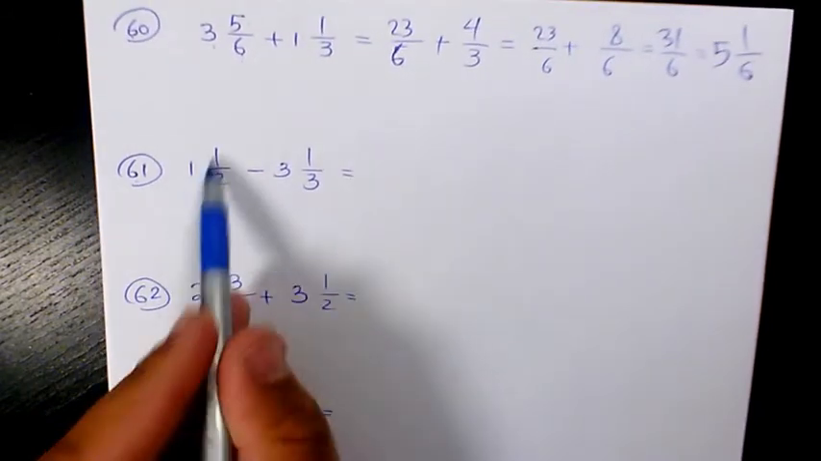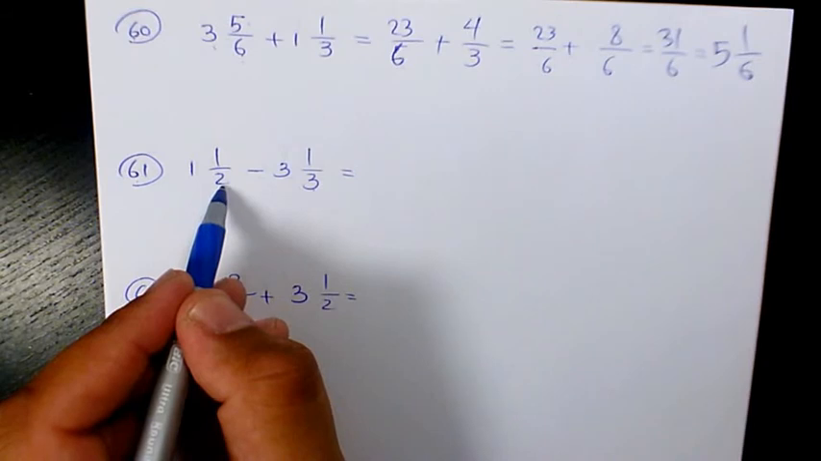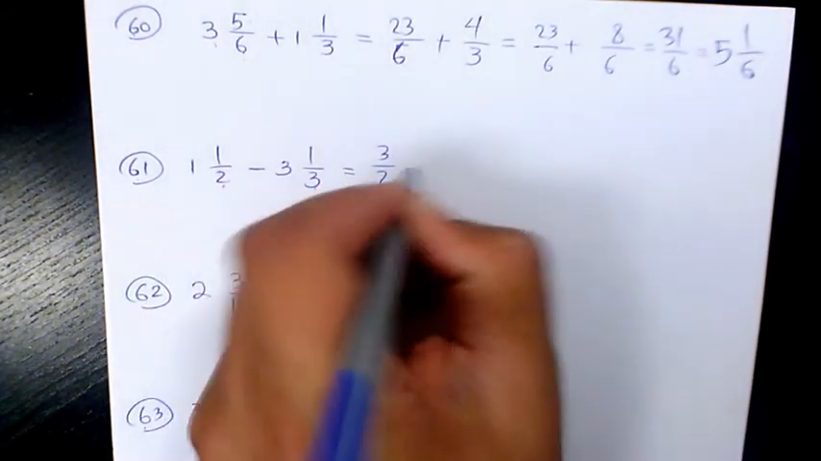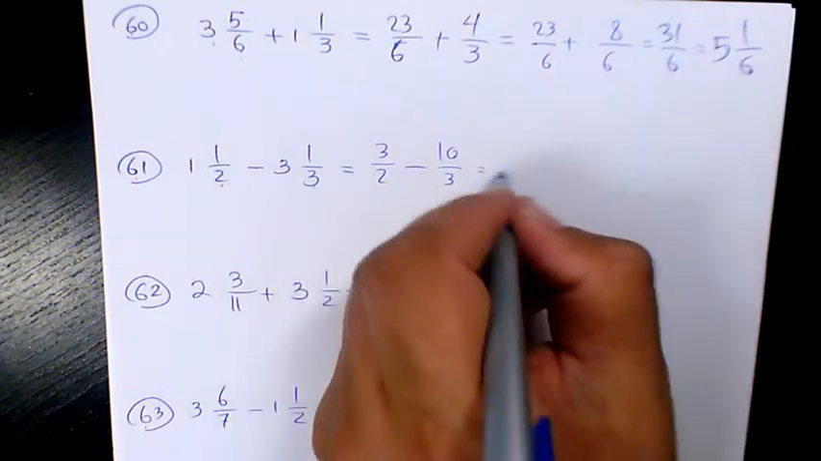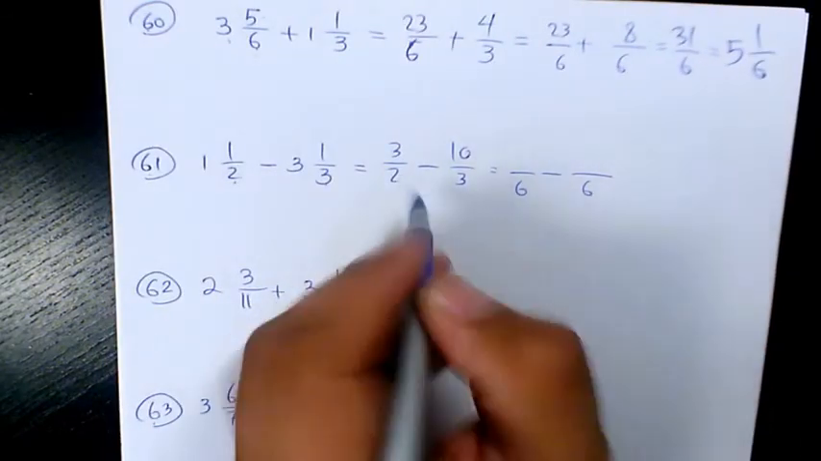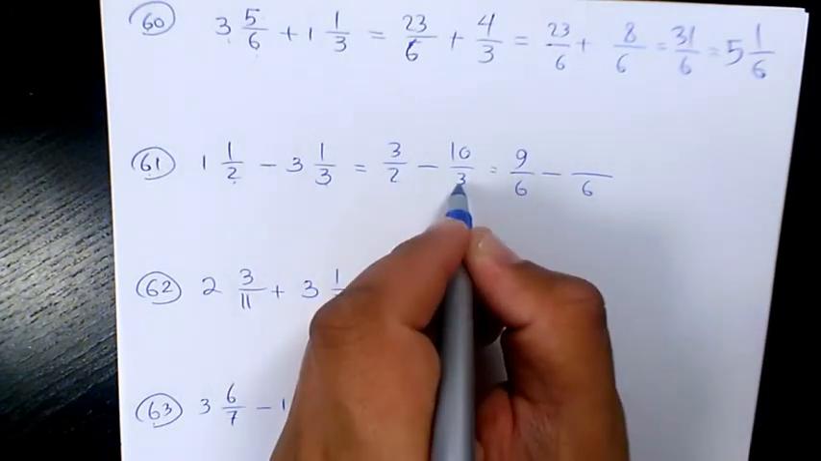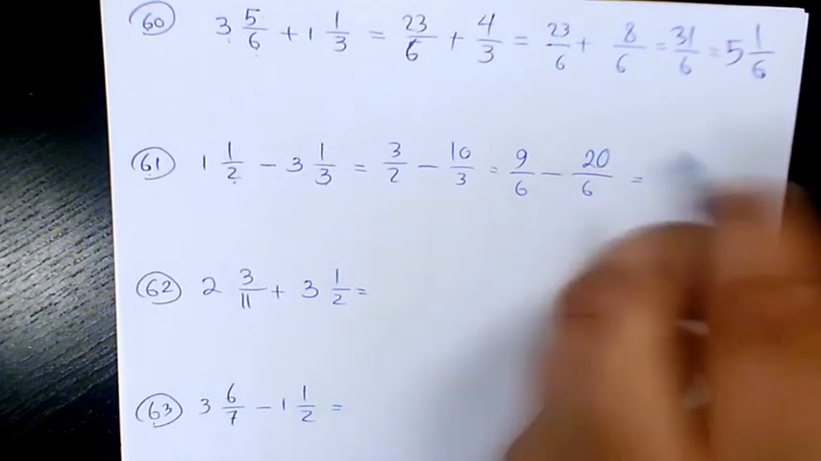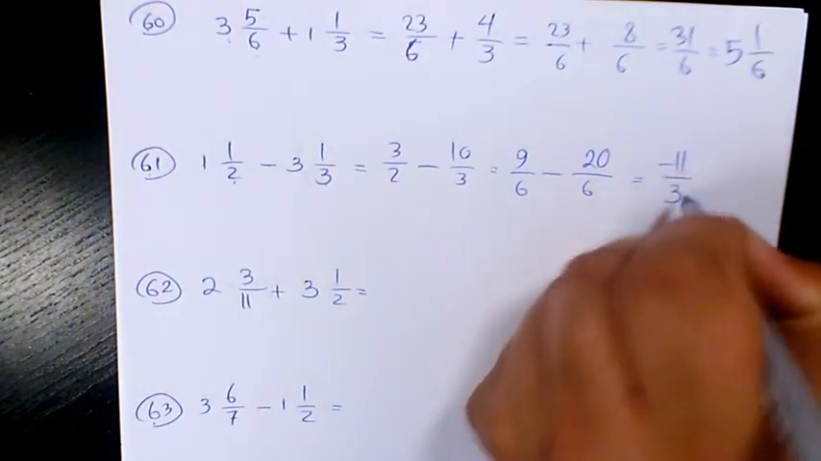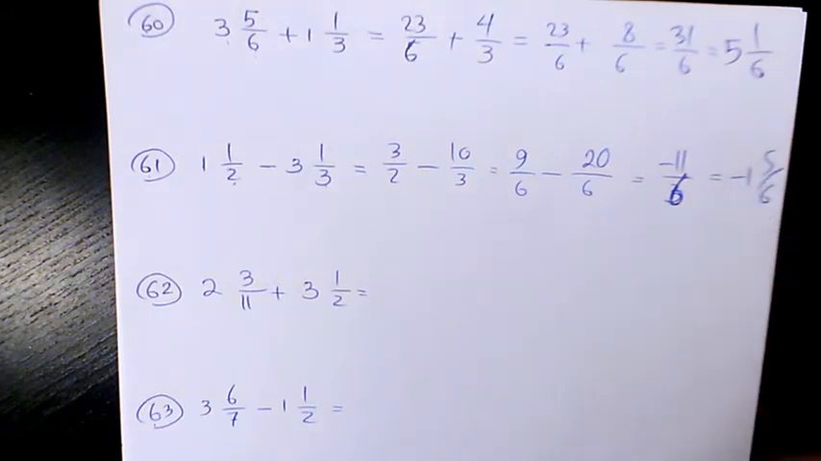Next one, 1 over 2 minus 3, 1 over 3. 1 times 2, 2 plus 1, 3 over 2. 3 times 3, 9 plus 1 is going to be 10 over 3. Then you have the common denominator. 3 times 3, 9. 3 times 2, 6. 10 times 2, 20. 9 minus 20 is going to be negative 11 over 6, which is going to be negative 1, 5 over 6.